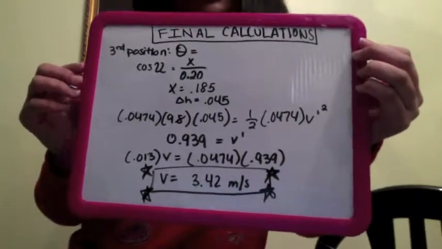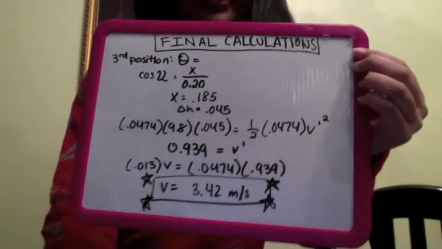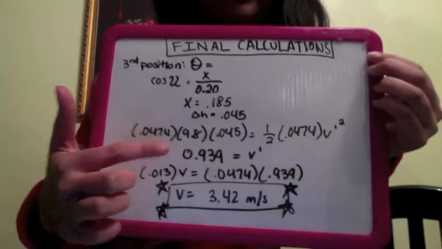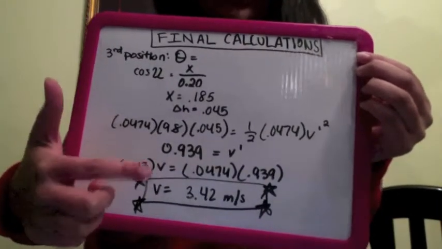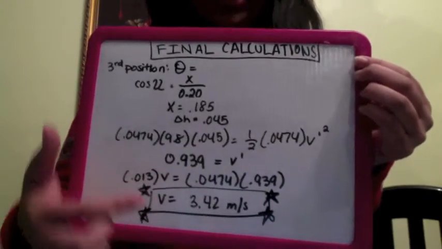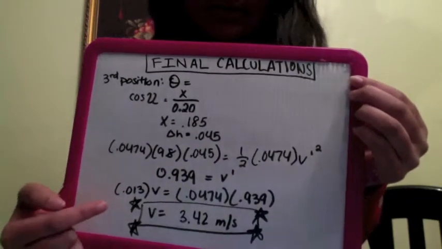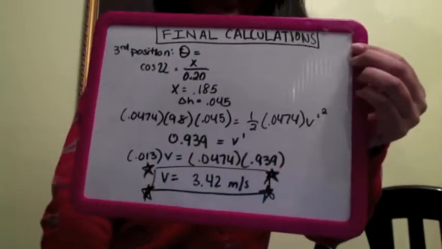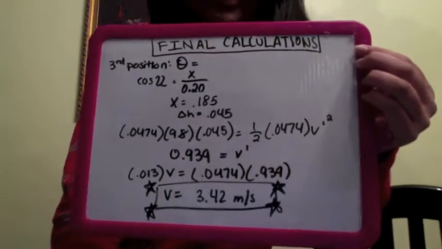Using the same method, we calculated the velocity from the third position. So theta in this case equals 22 degrees. Using that, we calculated x and then subtracted it again from 0.23 to get 0.045. And then we set kinetic energy equal to potential energy and found velocity prime. And then after that, we set mV equal to MV prime, and then we found the final answer, which is 3.42 meters per second. And that's the velocity that the marble was fired at initially.